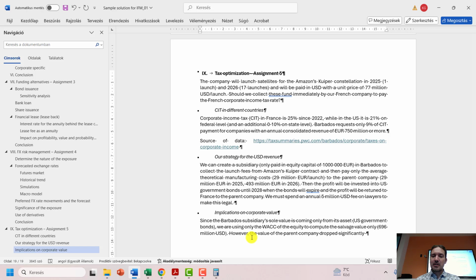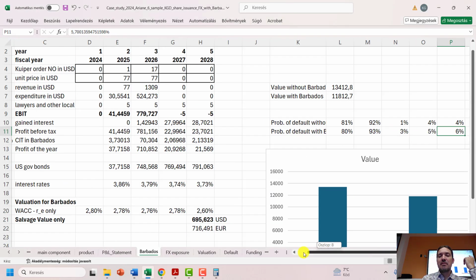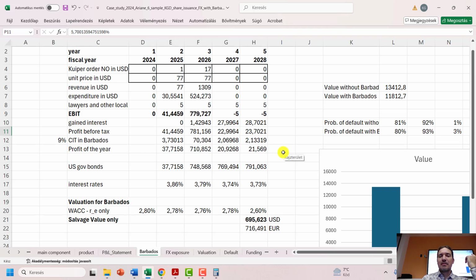So still the parent company's value drops significantly due to the missing revenues. So not missing revenues, redirected revenues. So the second and third business year. And also this is the problem, or not problem, so the effect of present value calculation.